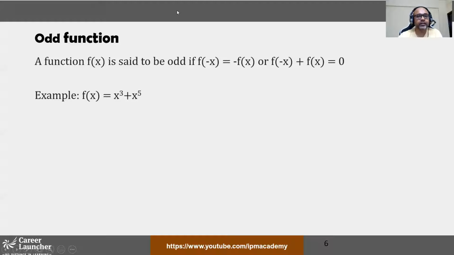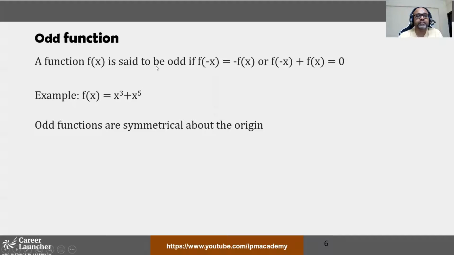Take an example. You have f of x equals x cubed plus x power 5. So if you take f of x and add it to f of negative x, you will get x cubed plus x power 5 minus x cubed minus x power 5. Clearly the answer is 0. So it's an odd function. Usually odd functions will have odd powers of x. Usually that's one of the things that you can expect.